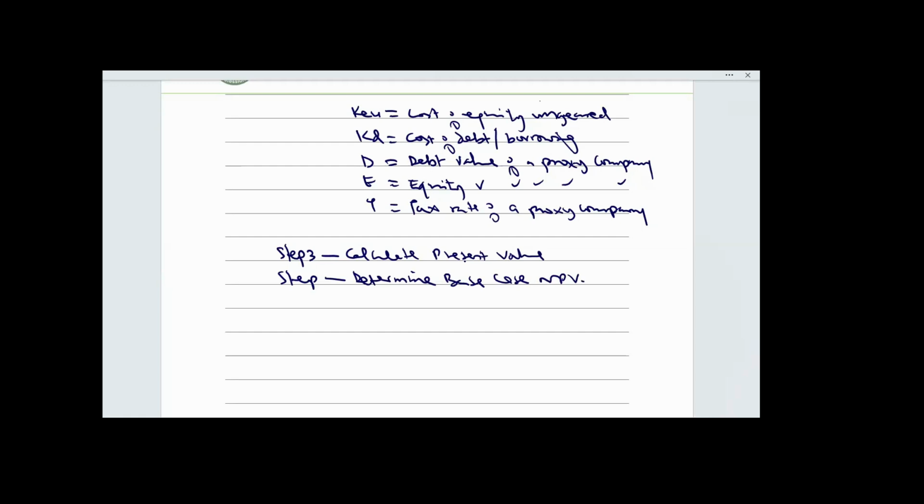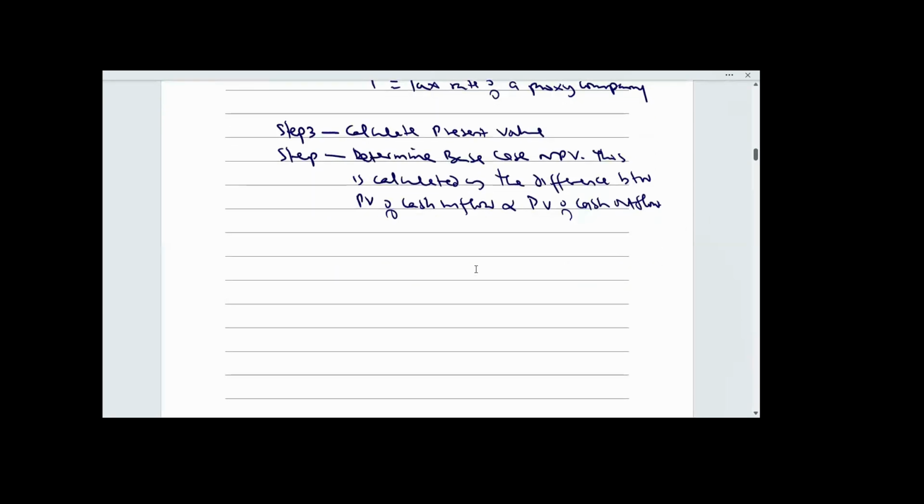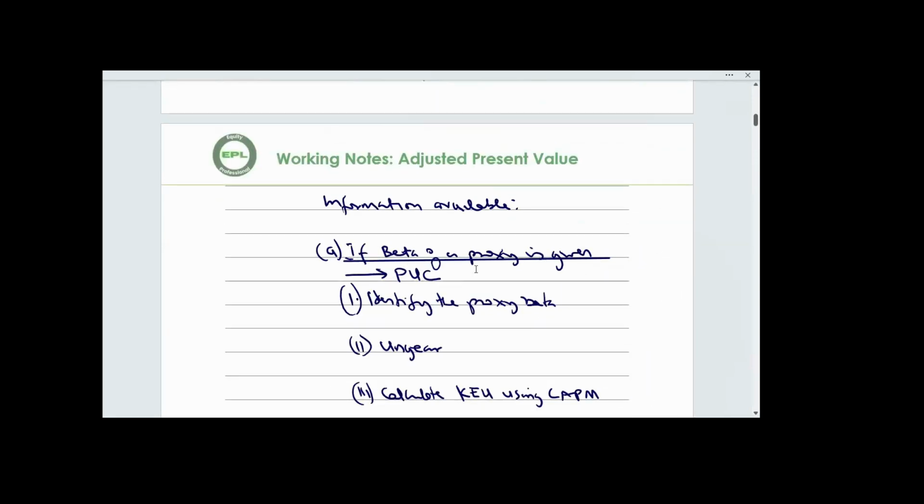This is calculated as present value of cash inflow minus present value of cash outflow. Okay? This is calculated as the difference between present value of cash inflow and present value of cash outflow. Okay, so that's that. So with this, you are done with base case NPV.